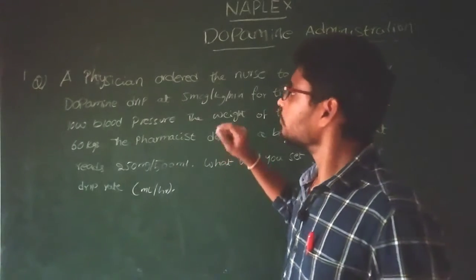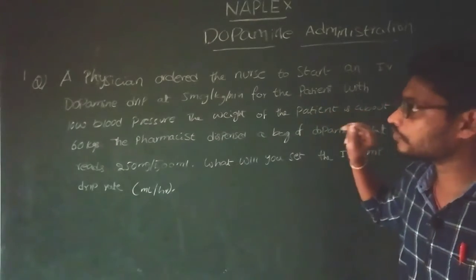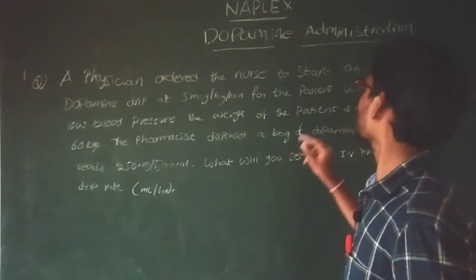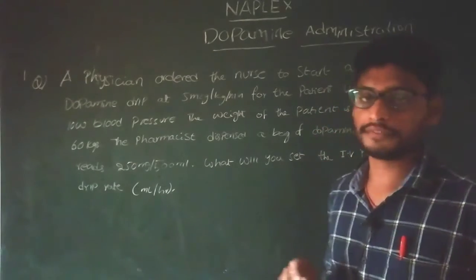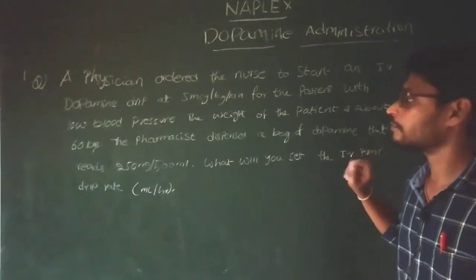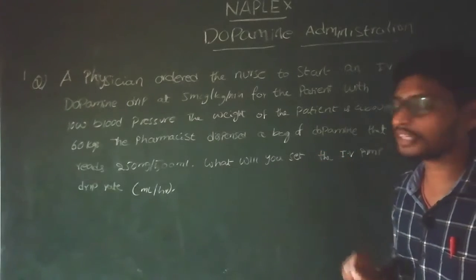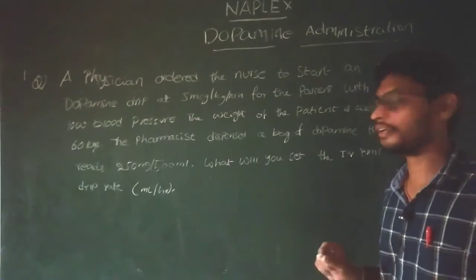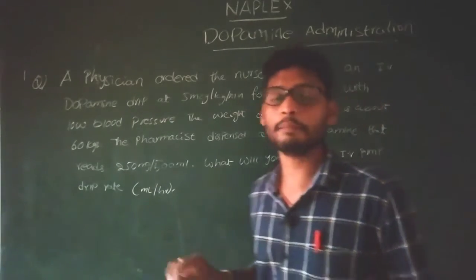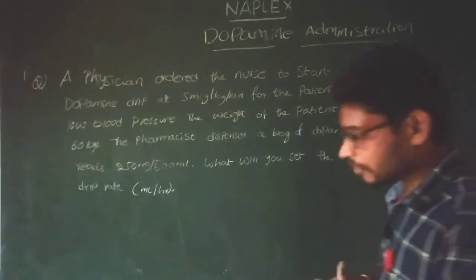Okay, let's solve the question. A physician ordered the nurse to start an IV dopamine drip at 5 micrograms per kg per minute for the patient with low blood pressure, and the weight of the patient is about 60 kgs. The pharmacist dispensed a bag of dopamine that reads 250 mg for 500 ml. So what will you set the IV pump drip rate in ml per hour? So this is the question. So try to solve this problem.